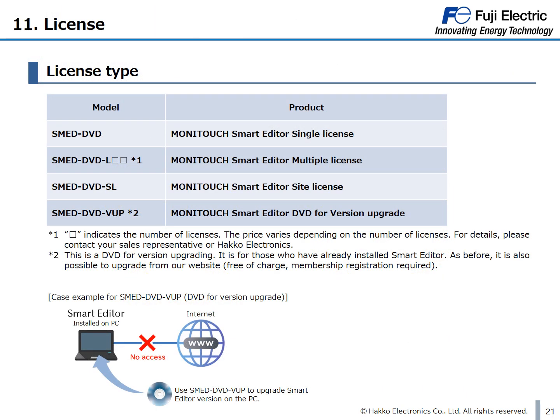From here, we will explain the license for Smart Editor. There are 3 types of Smart Editor licenses: single, multiple, and site licenses. Please choose the one that best suits the number of computers on which you wish to install Smart Editor. The price of multiple licenses varies depending on the number of licenses, so please contact us for more information. Version upgrades are available free of charge from our website as in the past, but we also sell version upgrade DVDs for those who want to upgrade in environments without internet access.